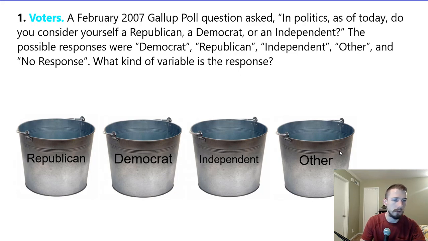So number 1, it says voters. February 2007 Gallup poll question asks, in politics as of today, do you consider yourself Republican, Democrat, or Independent? The possible responses were Democrat, Republican, Independent, other, and no response. So what kind of variable is the response? So is this categorical, quantitative, or an identifier variable?